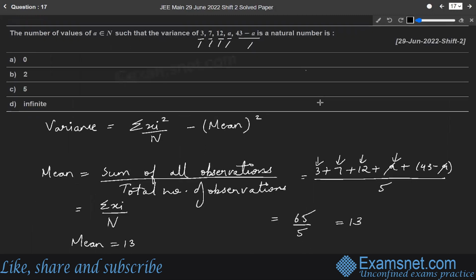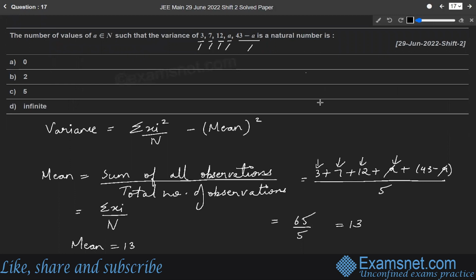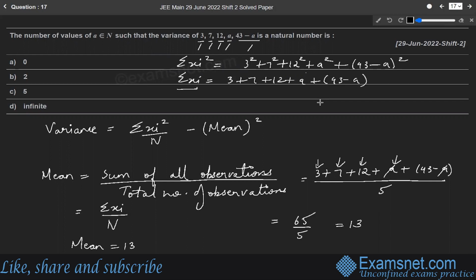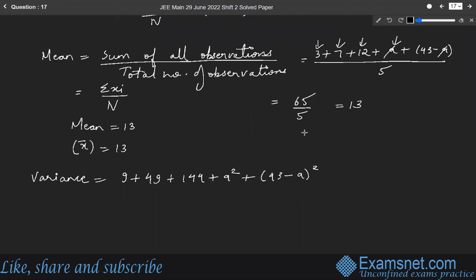See, what is xi? Xi is all these values. So summation of xi square will be what? 3 square plus 7 square plus 12 square plus a square plus 43 minus a square, right? This is summation of xi square. And if we talk about summation of xi, it means 3 plus 7 plus 12 plus a plus 43 minus a. Okay, this is the basic sum and this is the square of the sum. So when we do the square, 3 square is 9, 7 square is 49, 12 square is 144, a square is a square, and 43 minus a whole square divided by.